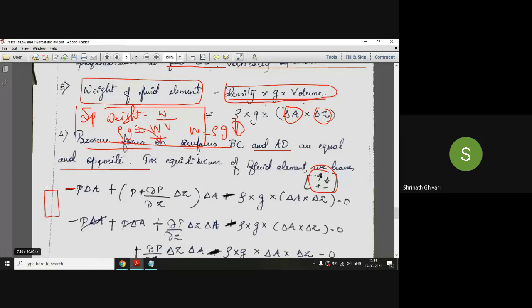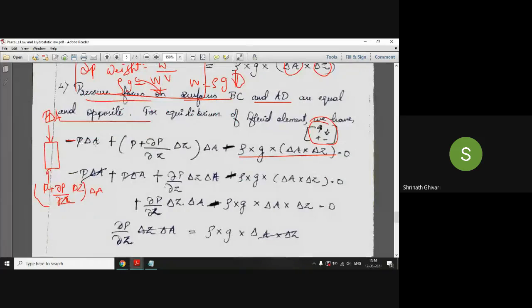I'll draw it here. This is the fluid element. This is P delta A, and this is P plus dou P by dou Z delta Z, into delta A. So the sum is minus P delta A plus P plus dou P by dou Z delta Z into delta A, minus the force acting in the downward direction, rho g into delta A into delta Z, which is the weight of the fluid element.